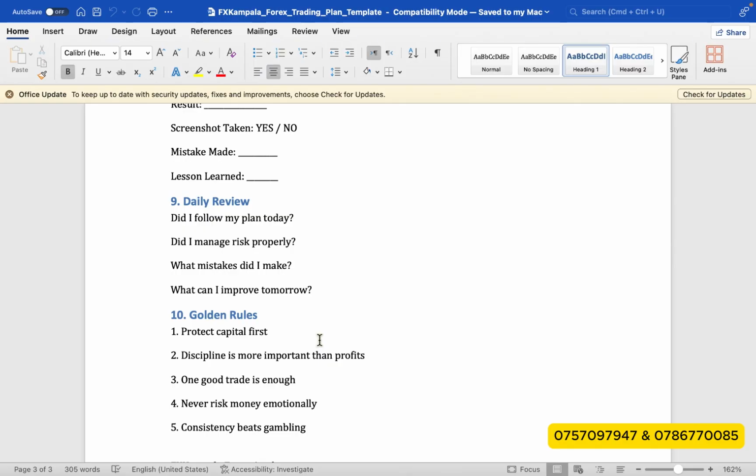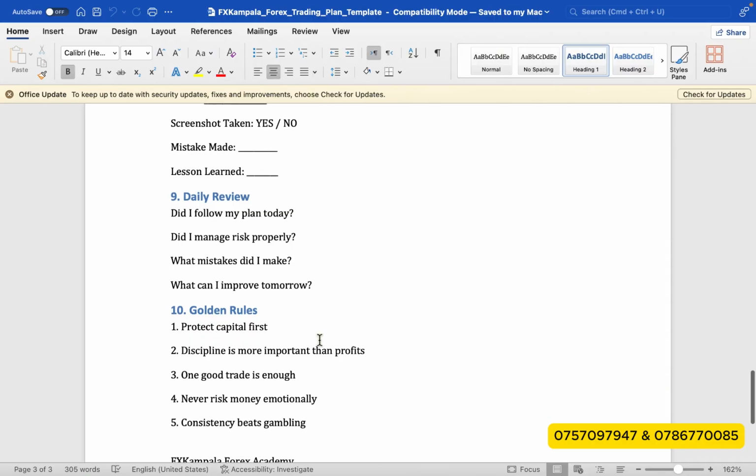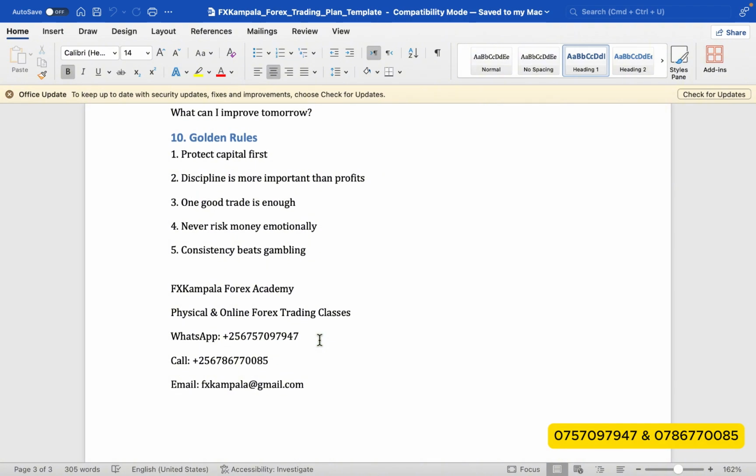Okay, if daily is quite hard, you can rather go for a weekly review onwards. Then the golden rules. These are the golden rules that we should never break at any point. We have to always protect capital first. Discipline is more important than the profits. One good trade is enough. That is, if you're trading in a day, and you have failed to get a clear, good setup, one good trade can always be enough. Never risk money emotionally. Consistency beats gambling. In other words, you should not gamble. These are the golden rules, okay?